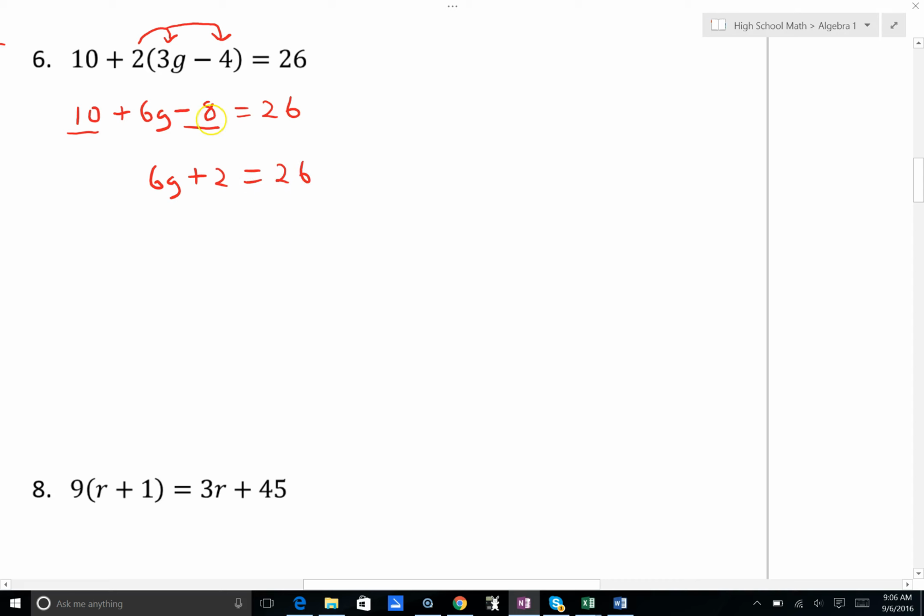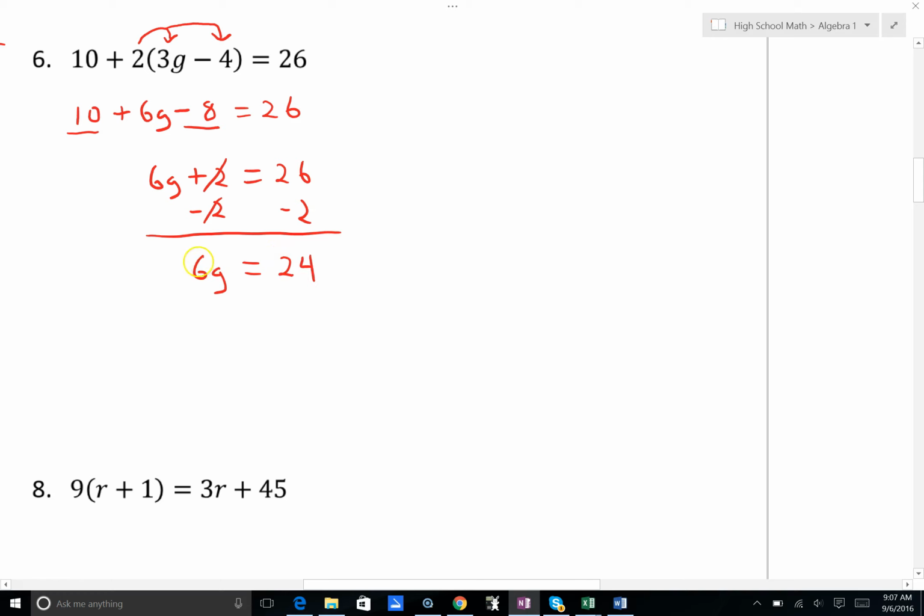Technically, we should rearrange these terms using our commutative property, changing this to a plus a negative and rewriting this so it's 10 plus a negative 8. But we can simply see that it'll be 10 minus 8, and that will be 2. 6g remain the same, 26 remain the same. Now solving for g, we will undo our plus 2 by subtracting 2 on both sides. 2 subtracts 2 to leave 6g. 26 minus 2, that's 24.